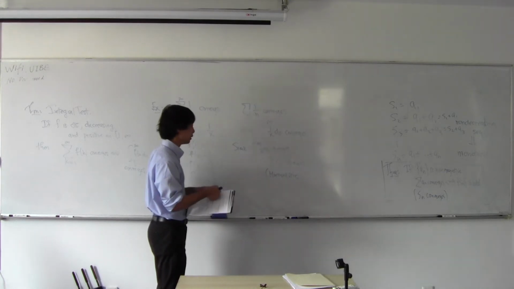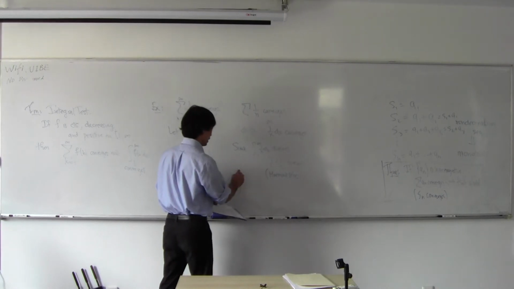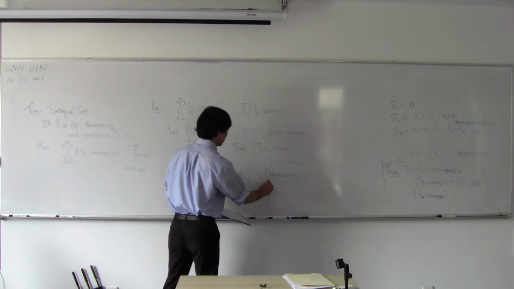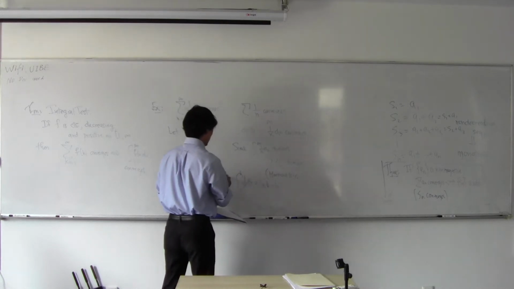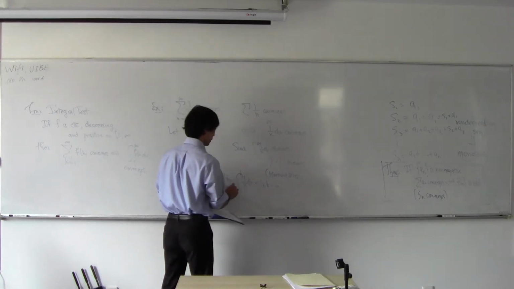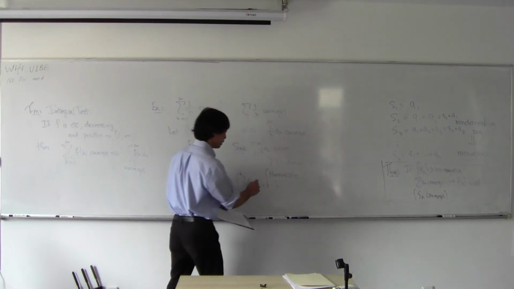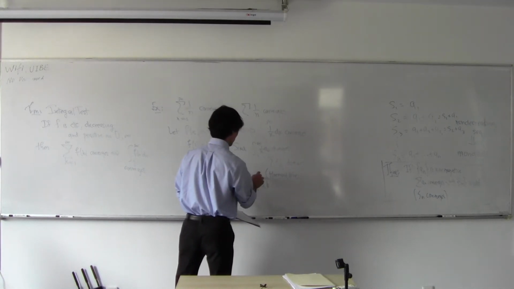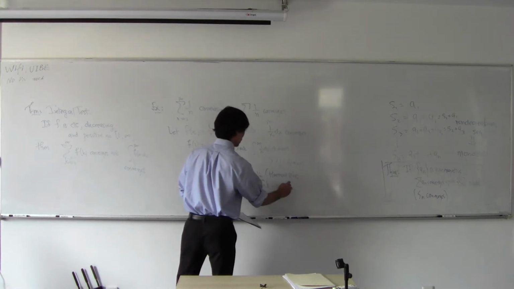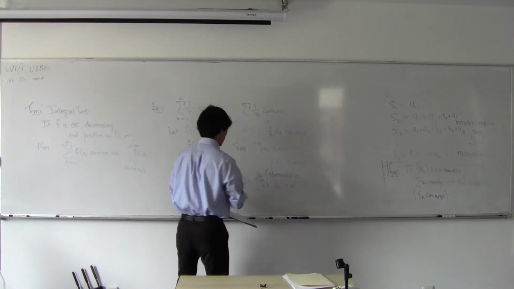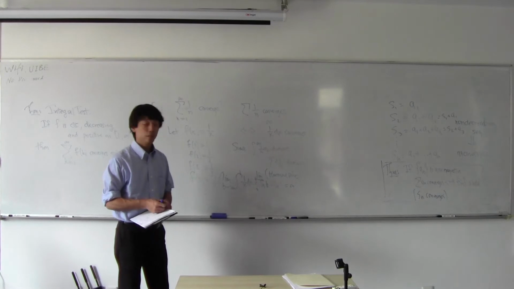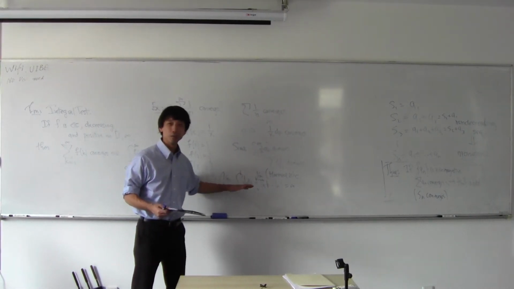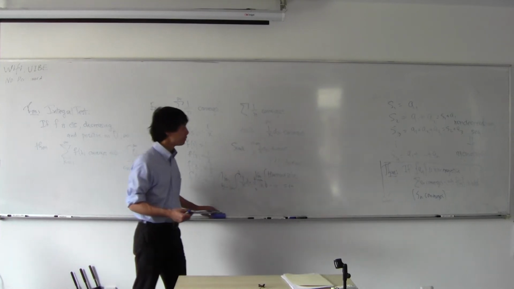Because you remember how you calculate it. You say, well, I need to take the integral from 1 to b. I get the natural log of b minus the natural log of 1. And I take the limit as b goes to infinity, and that is going to be infinite, right? So even though the integrand goes to 0, the integral diverges, right?